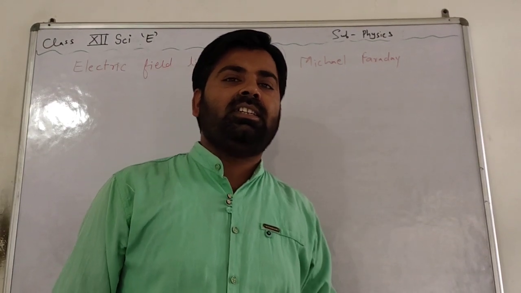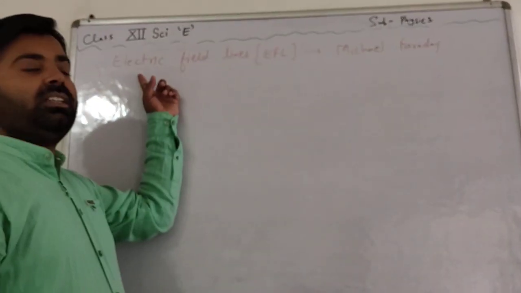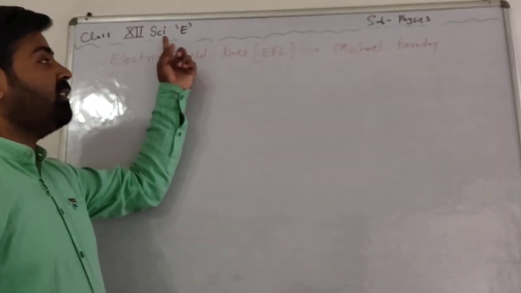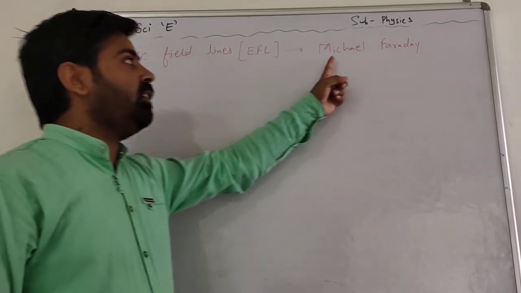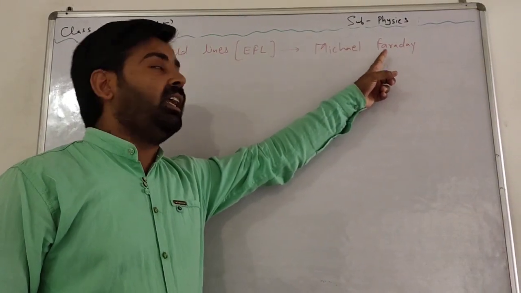Hello students, today we discuss our new topic, electric field lines, of class 12 science, English medium. The electric field lines were discovered by Michael Faraday in the 19th century.